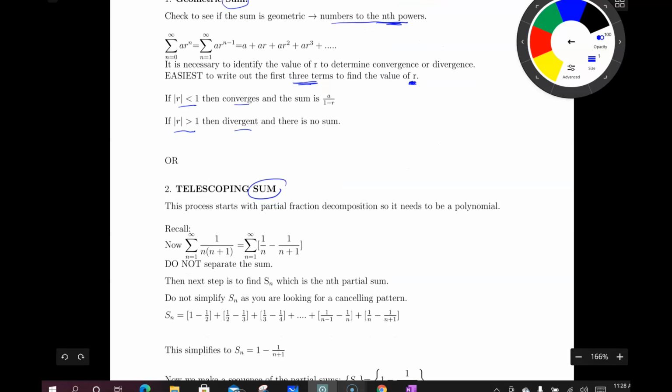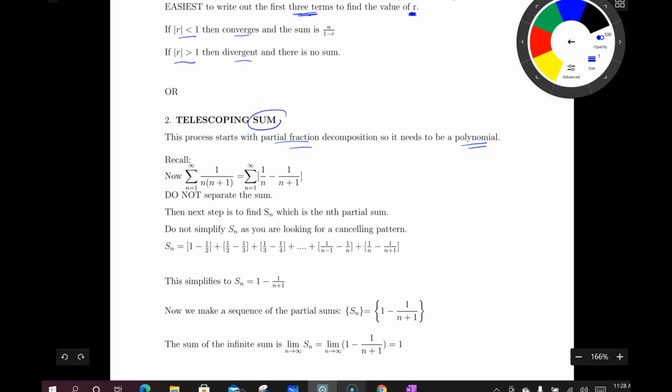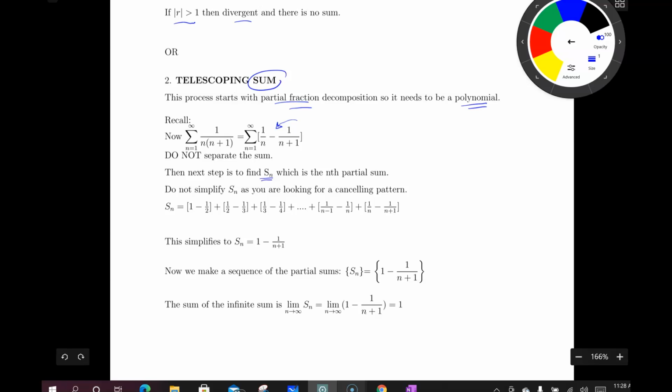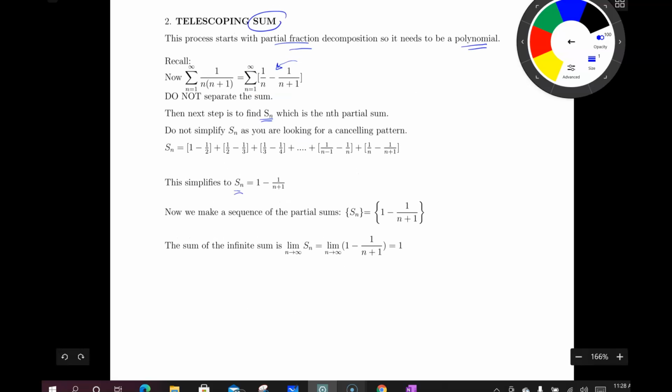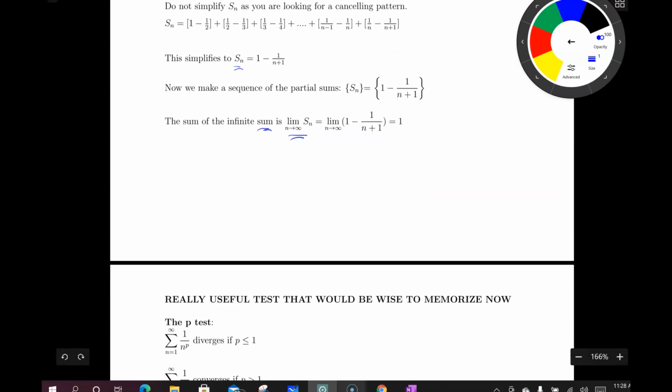diverges. Okay, a telescoping sum is when you're going to have a fraction that you'll be able to do a partial fraction decomposition on. So we're talking polynomials. And then remember, you'll always get a subtraction sign, put it in the middle, find the s sub n, and then once you find the canceling pattern, that's your s sub n, and you're finding the limit of that sequence. So the sum is equal to the limit of the s sub n. So that's a summary of those two.